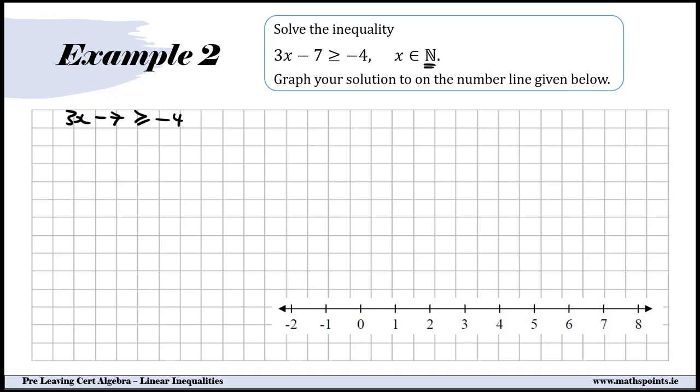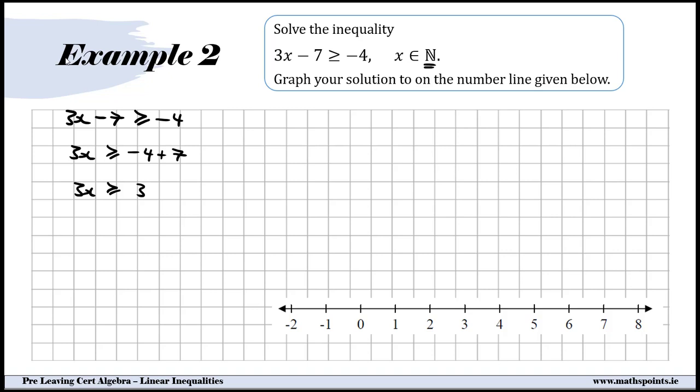So like an equation, we're going to keep the x terms on the left hand side and bring the number terms to the right hand side. So 3x is already on the left hand side. To get rid of minus 7 from the left hand side, I have to add a 7 to both sides, which means that on the right hand side I now have minus 4, which was already there, plus the 7. Tidying up the right hand side, I have 3x on the left is greater than or equal to plus 3. 7 minus 4 is plus 3.